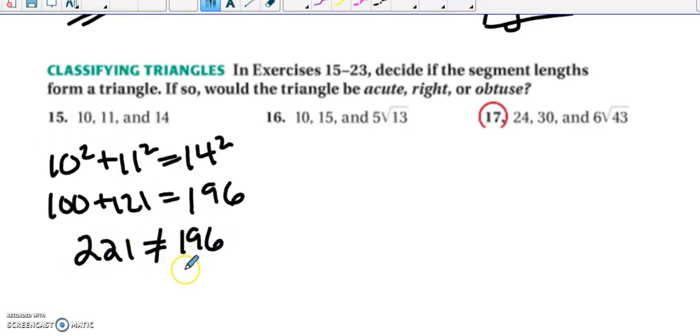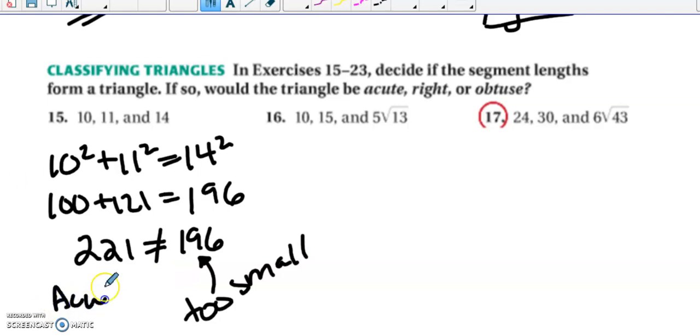So it's not a right triangle, but then the question is, what is it? Okay, so you look at the hypotenuse. That's the best way to do it. My hypotenuse, my potential hypotenuse, turned out too small. If it's too small, that means we have an acute triangle. Just look at that hypotenuse.